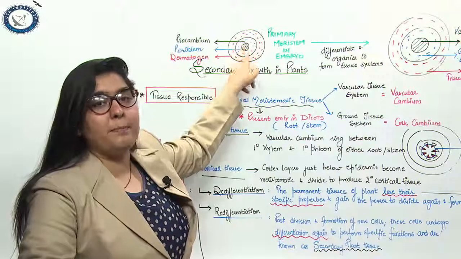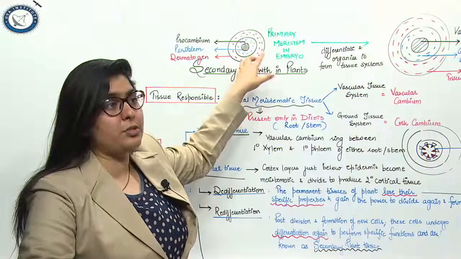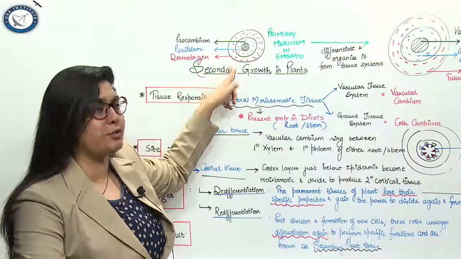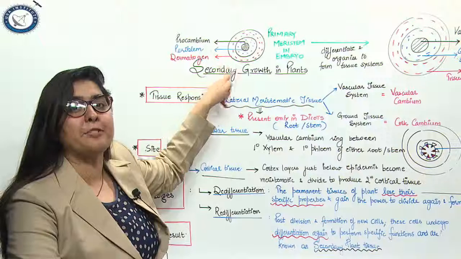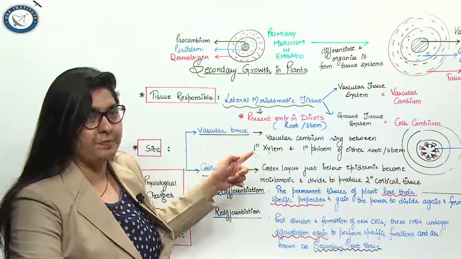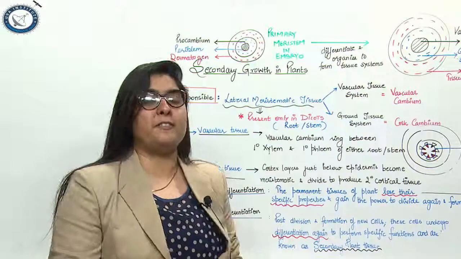There is a procambium which is going to be the precursor of the vascular tissues. Surrounding them we will have periblem, the precursor of the ground tissue, and the outermost layer of the primary meristem in the embryo is known as the dermatogen, which is a precursor of the epidermal tissue. When this embryo grows, it shows differentiation.